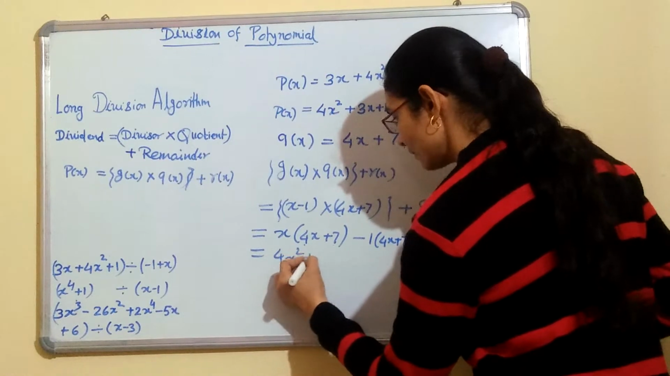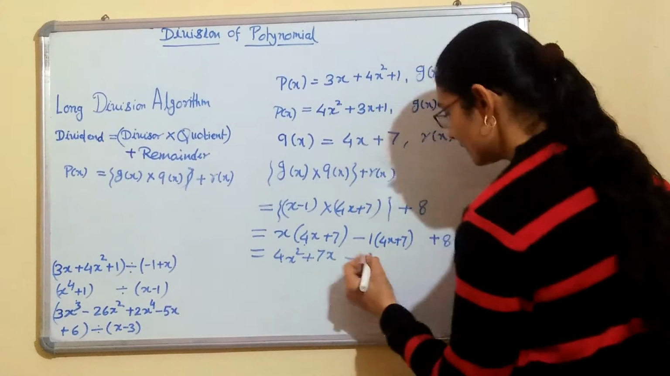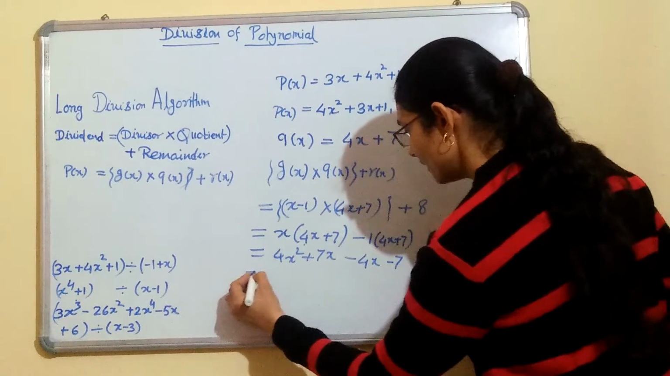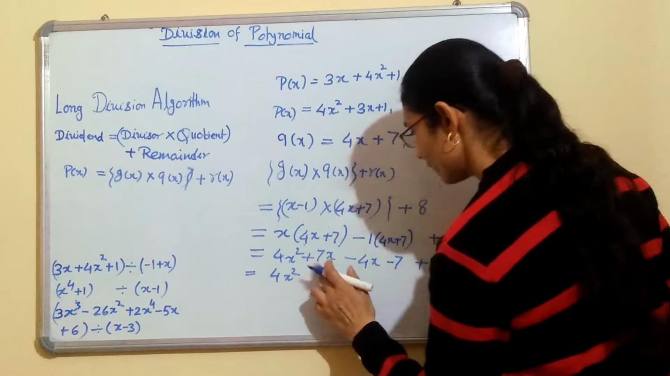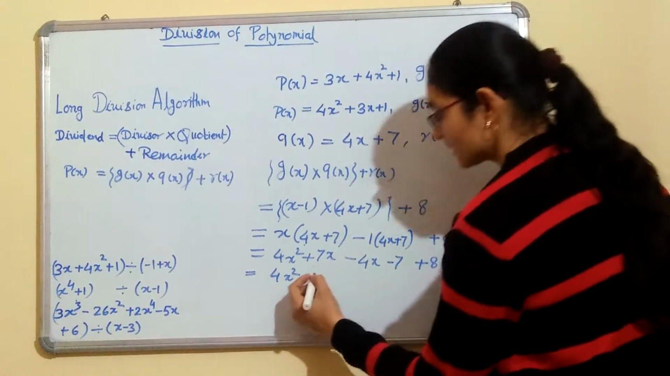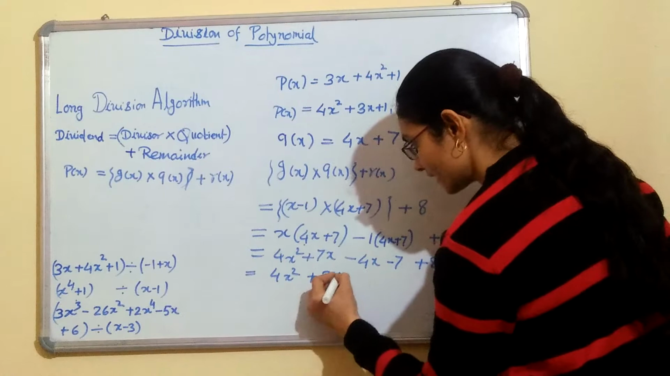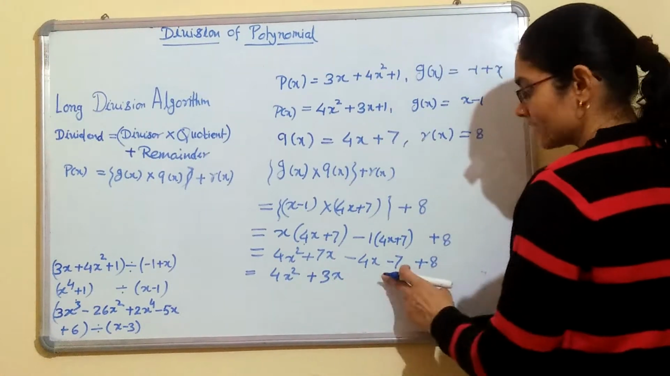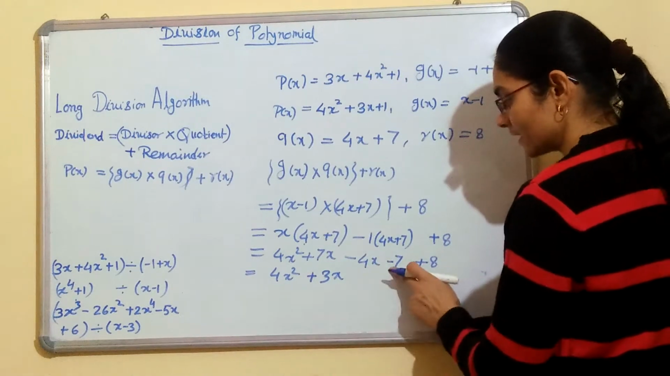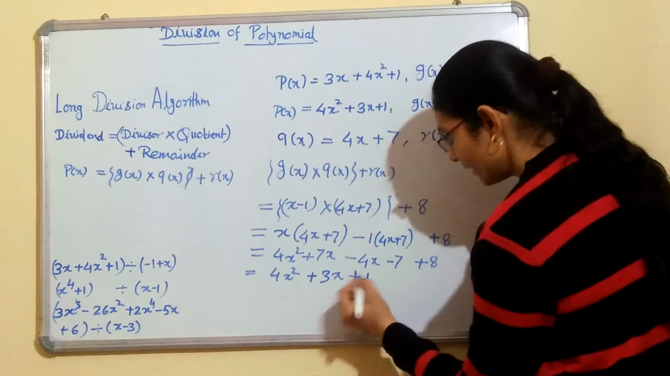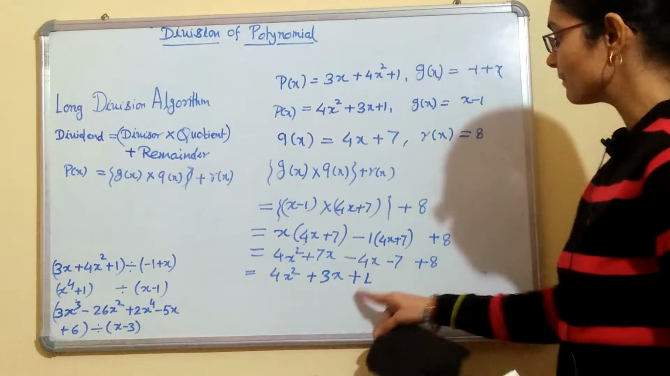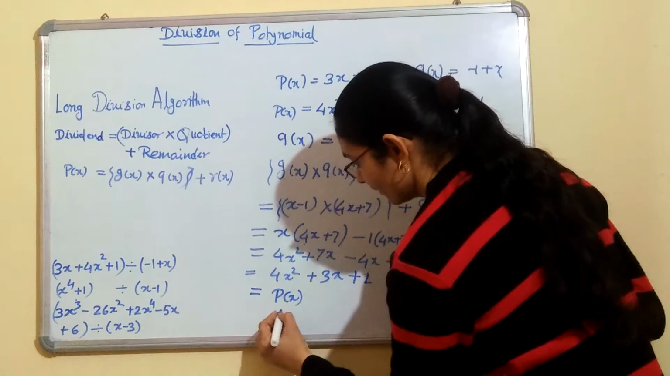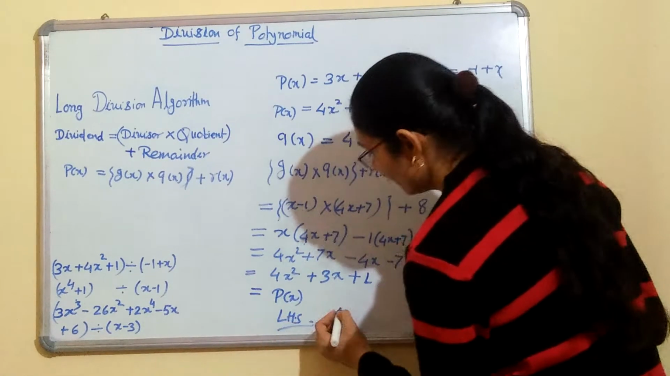4x square plus 7x minus 4x minus 7 plus 8 is equal to 4x square, 7x minus 4x, that means 3x, because 7 is greater than 4, so the value will be positive, minus 7 plus 8, again the signs are different, so subtraction, but 8 is greater than 7, so the value will be positive. So 4x square plus 3x plus 1, this is px, the left hand side, hence proved.